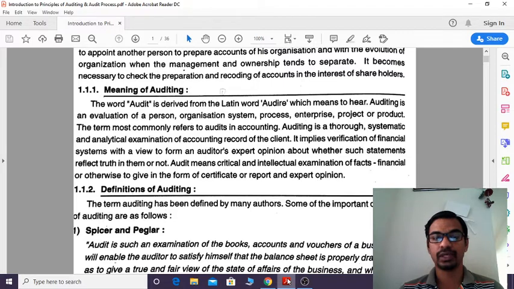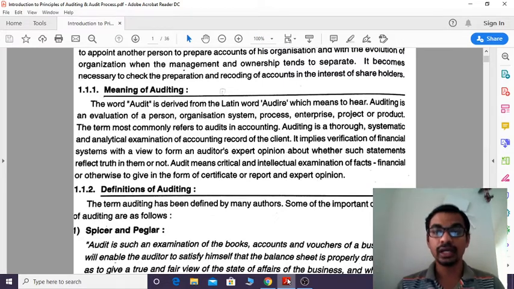Under accounting, different financial records are prepared, different kinds of accounts are prepared, and different kinds of documents are maintained. But we know accounting is a very vast process. Therefore, there is a chance of errors as well as frauds. Why? Because there is involvement of finance and money, and whenever there is involvement of money, there is a chance of fraud. Also, numerous transactions are recorded in the books of accounts. Therefore, there is a chance of error.